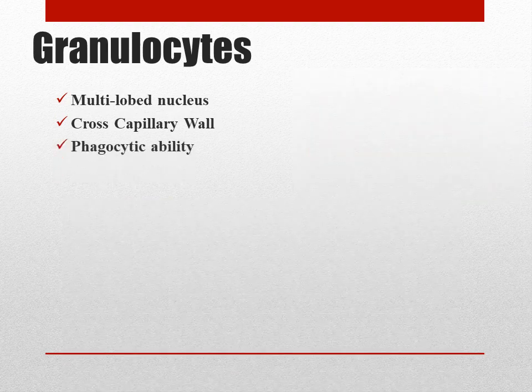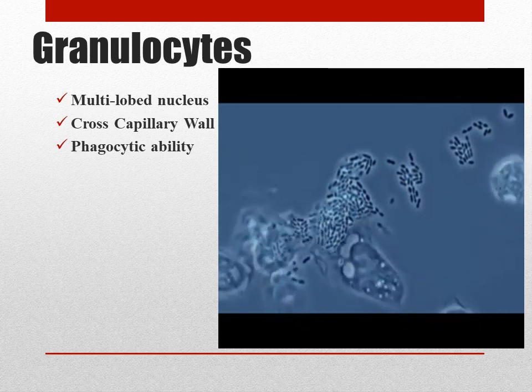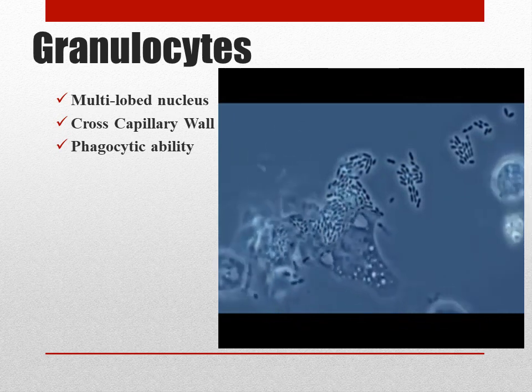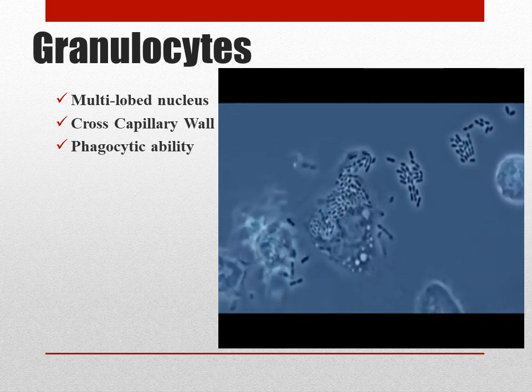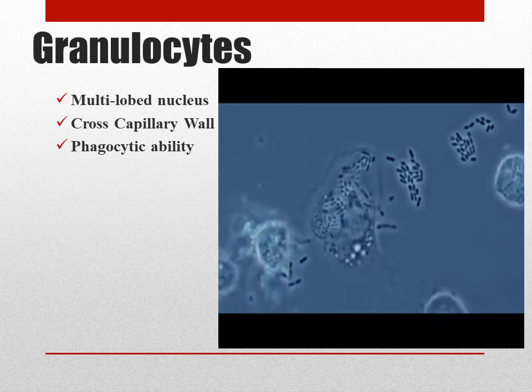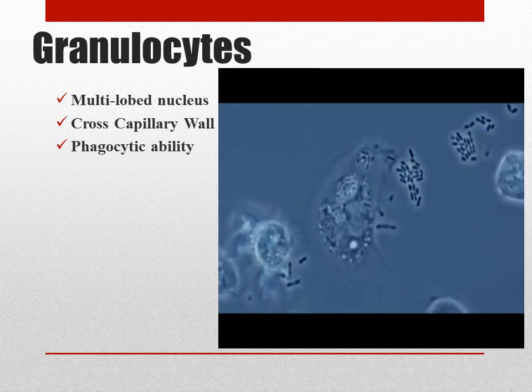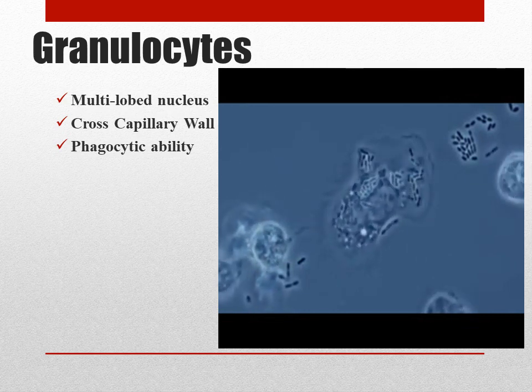Finally, they have a phagocytic ability. It means they can engulf or swallow certain microorganisms such as microbes. Here you can see an immune cell engulfing rod-like bacteria in order to protect your body against it.